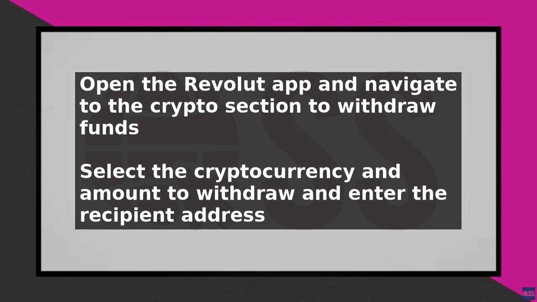After entering the recipient address, review the transaction details, including the amount, fees, and address. If everything is correct, confirm the transaction. The withdrawal process may take some time, depending on the blockchain network congestion and the cryptocurrency you are withdrawing.